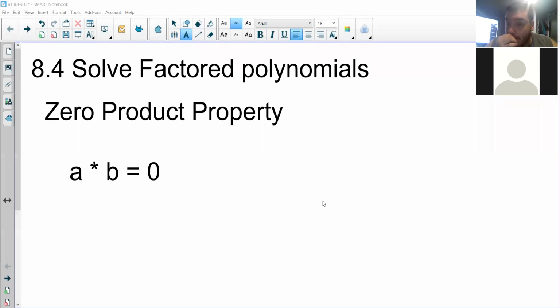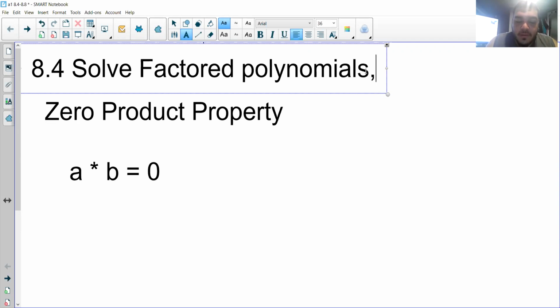Let's start it off. So we have 8.4, solve factored polynomials. There should also be a comma, factoring.